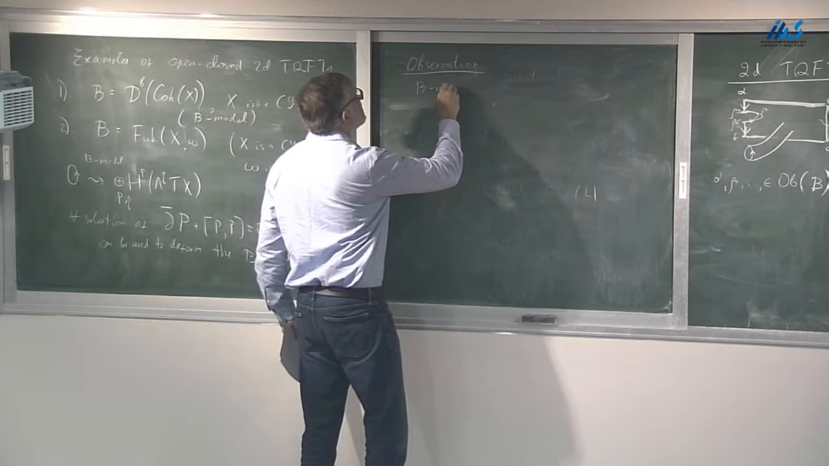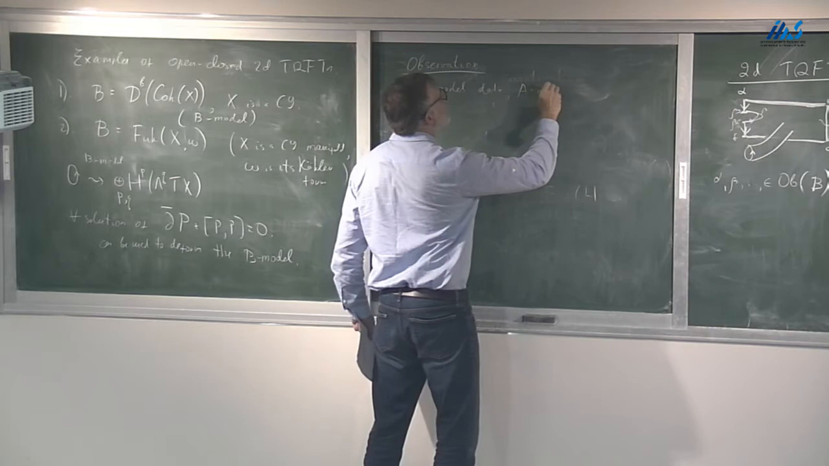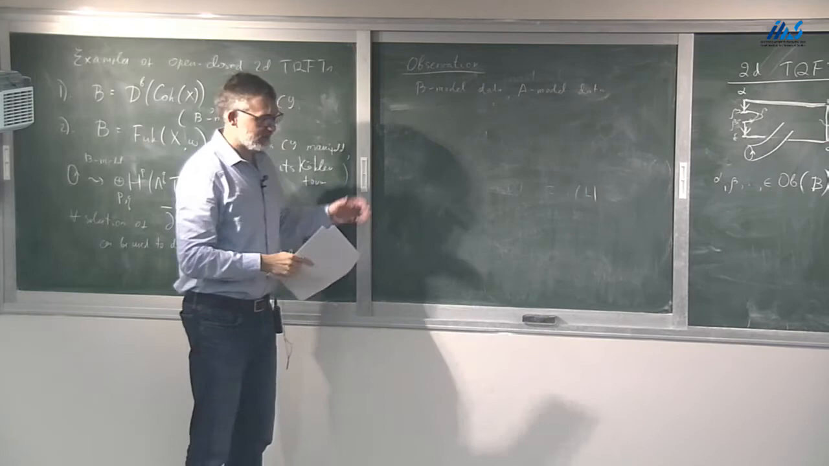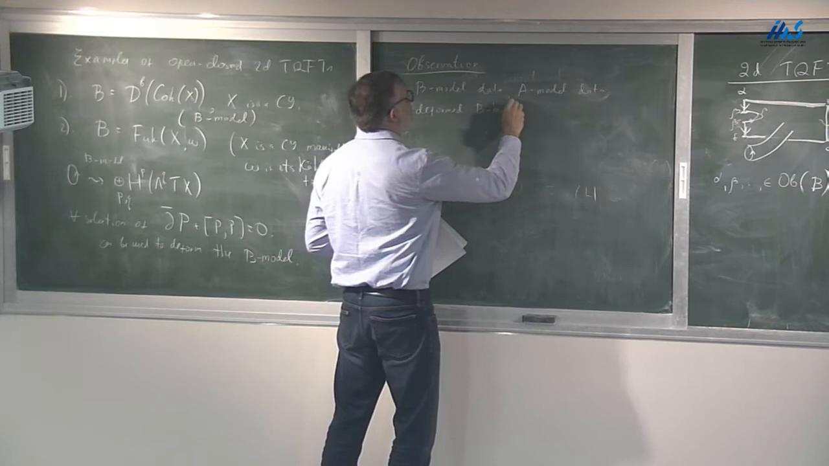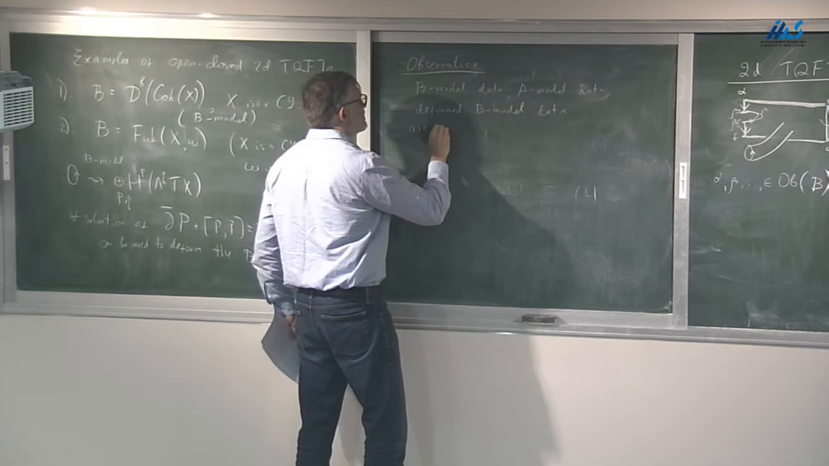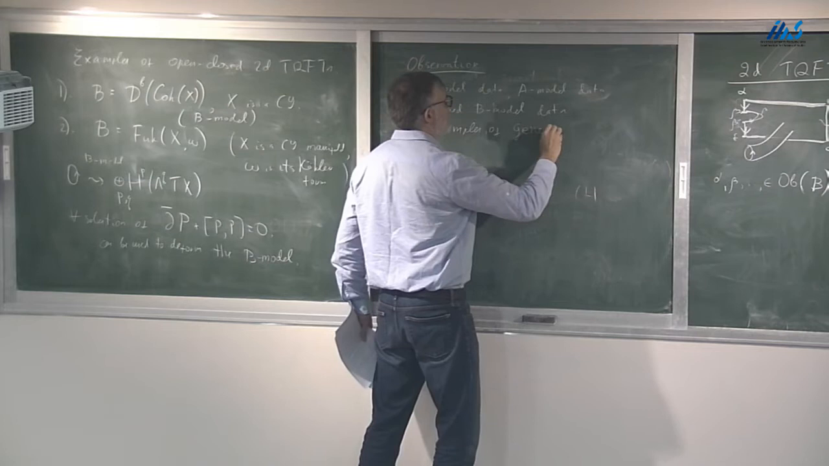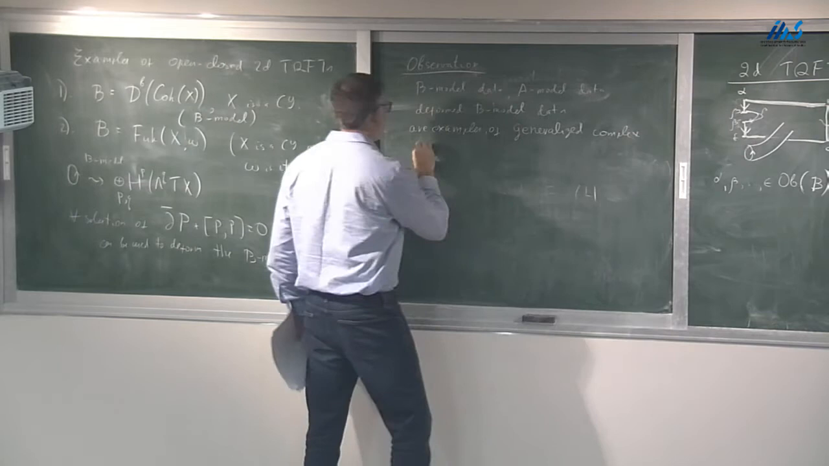B model data, so A model data is a complex structure on the manifold plus, we can also suppress the fact that it's Calabi-Yau, a holomorphic volume form. A model data and deformed B model data are examples of what's called a generalized complex structure. This notion was introduced by Hitchin.